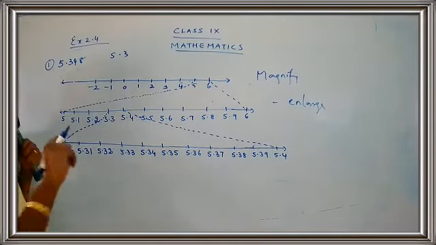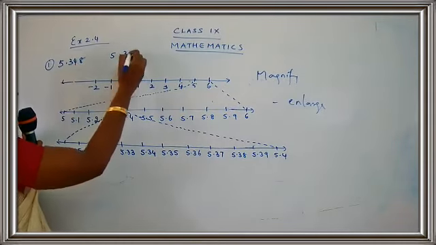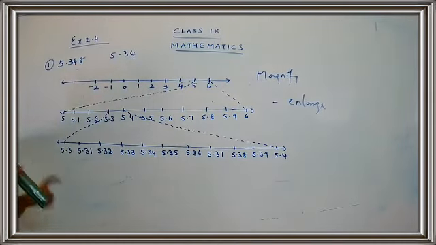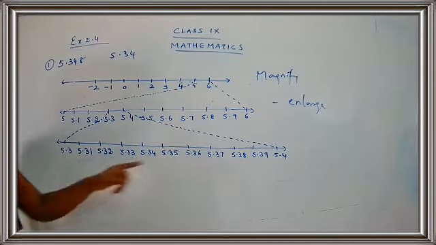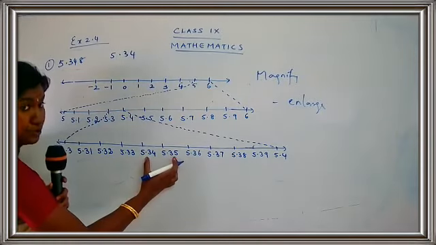I have magnified. Now what is the next number? 4. Now what are you going to do? You are going to see 5.34. Where is 34? Here. Done. Now what is the next number? 5.35. So you have to magnify these two numbers.